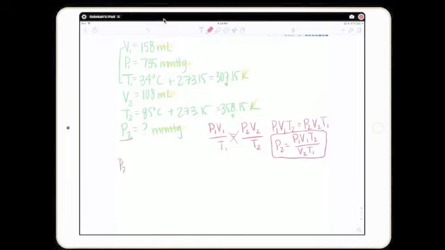So my P2 is going to be equal to P1, which is 735 millimeters of mercury, times V1, which is 158 milliliters, times T2, which is 358.15 Kelvin, divided by V2, which is 108 milliliters. And T1 is 307.15 Kelvin. Reminding myself that these are significant. Alright, so now I can do some really simple math.